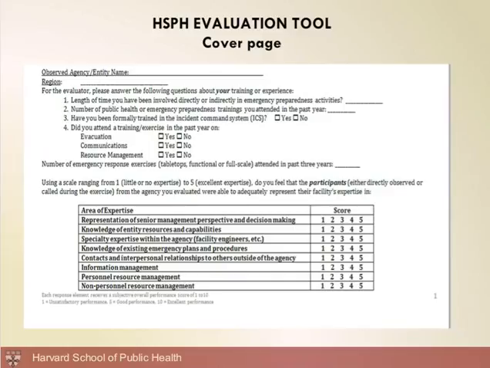Participants' expertise is evaluated on a number of characteristics, such as senior management's perspective and decision-making, knowledge of the entity's resources and capabilities, specialty expertise within the agency, contacts and interpersonal relationships to others outside the agency, information management, personnel resource management, and non-personnel resource management. Such information will help to establish whether the right players are at the table and help in the interpretation of the evaluation results.